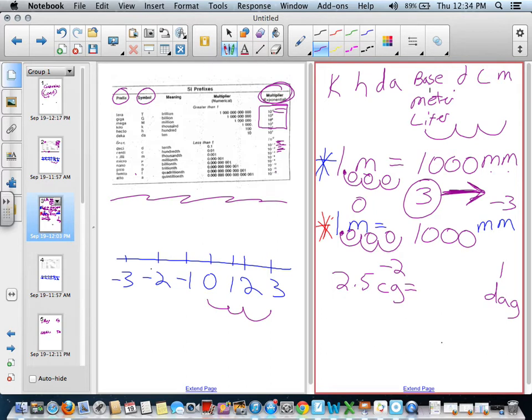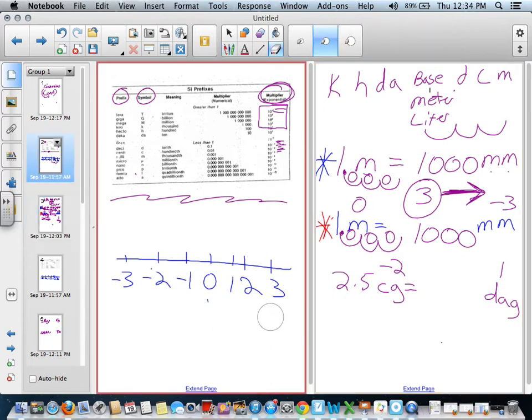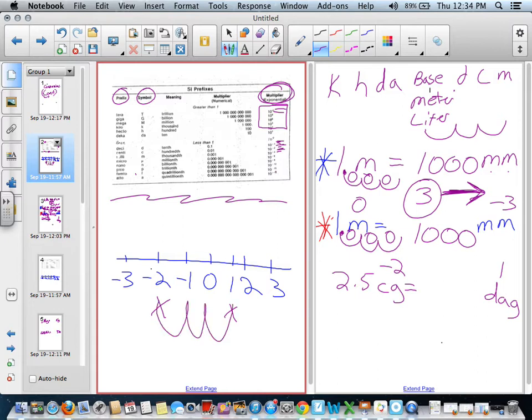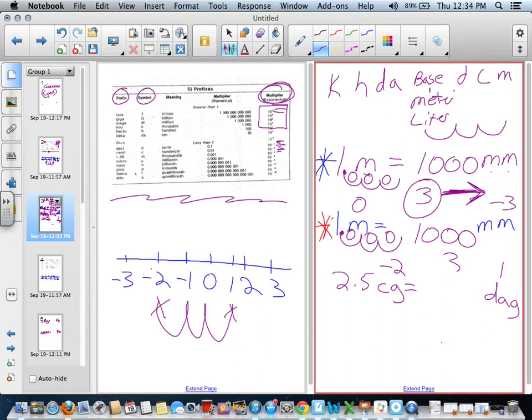Now, some people will say, oh, there's only a difference of 1. No, no, no, no, no. Remember, take a look at the number line. We want to go from -2 right here to 1 right here. So we got to go 1, 2, 3 spots. So we're actually moving 3 spots over. So we're moving the decimal point 3 spots.